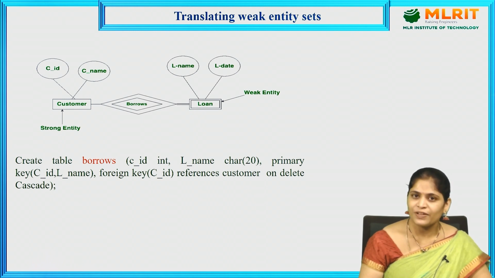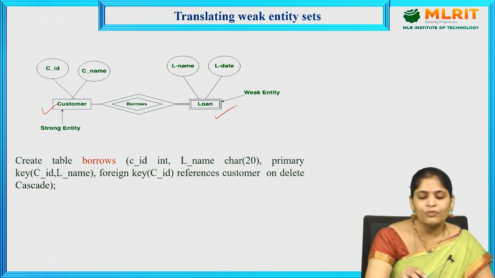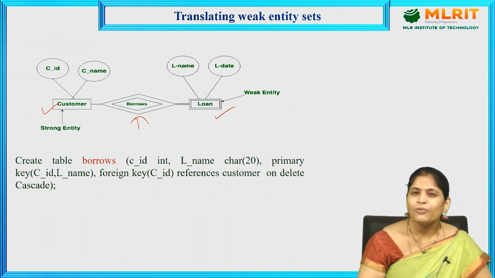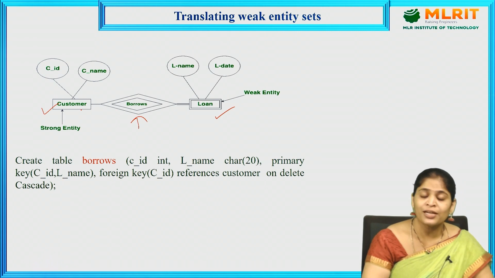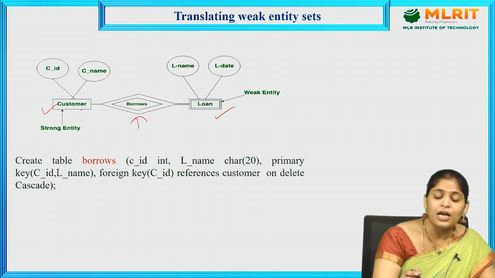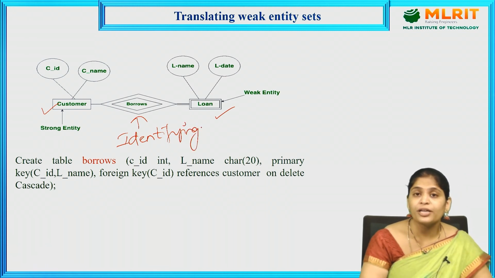It is called a weak entity, and it is represented by a double rectangle. The relationship between the strong entity and the weak entity is called an identifying relationship, which is represented by a double diamond or double rhombus. Let us consider this example, which consists of customer and loan. Here customer is the strong entity and loan is the weak entity, as represented in the diagram. To relate these two, we use the identifying relationship. The relationship between a strong entity and a weak entity is called an identifying relationship.